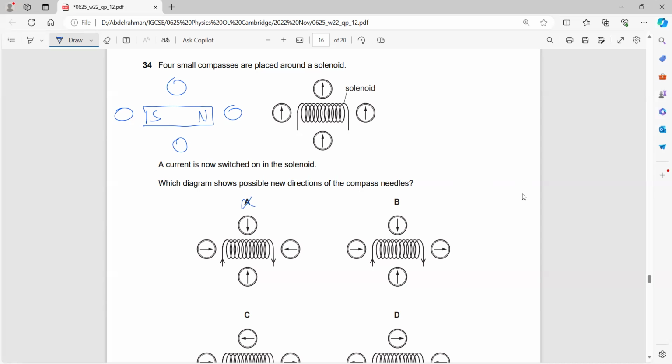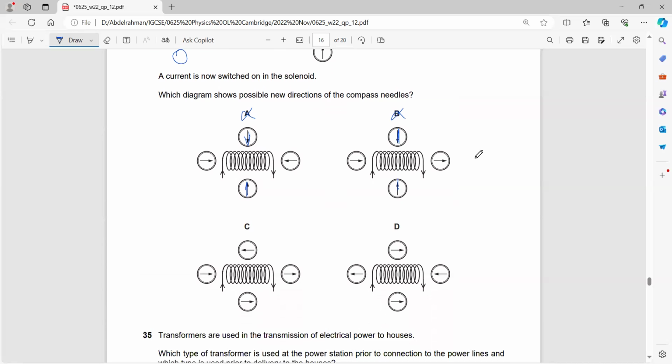You cannot have them looking up and down, such as this. This is definitely wrong. So is it C or is it D? Okay, C is wrong. Why is C wrong? You cannot have one of them looking to the left and the other looking to the right.